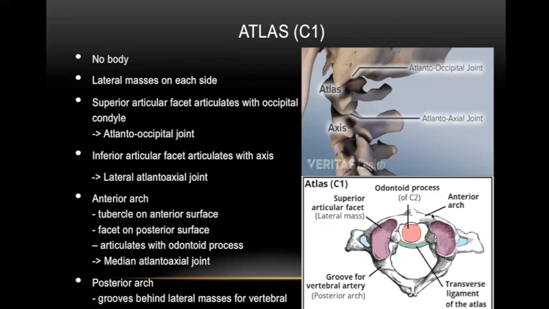So the anterior arch has the tubercle on the anterior surface and a facet posteriorly, which articulates with the odontoid process. So these are the facet which articulates and forms the median atlanto-axial joint. So this is the joint which we call the median atlanto-axial joint. And the posterior arch has the groove behind the lateral mass for vertebral arteries.